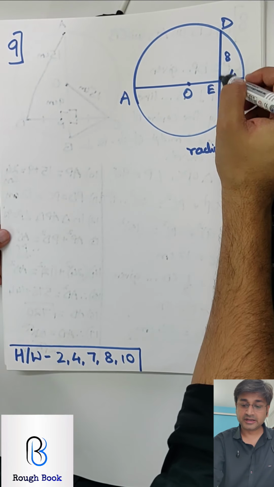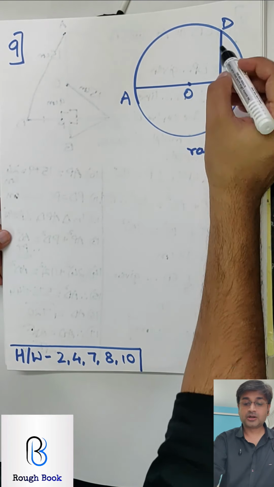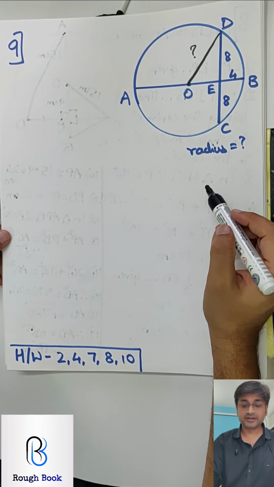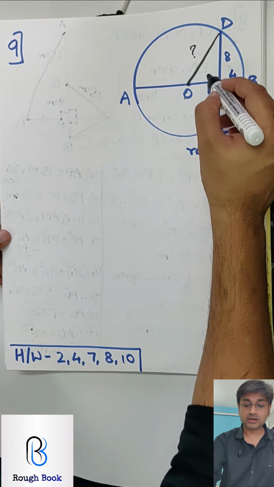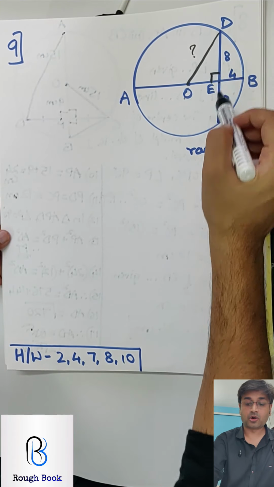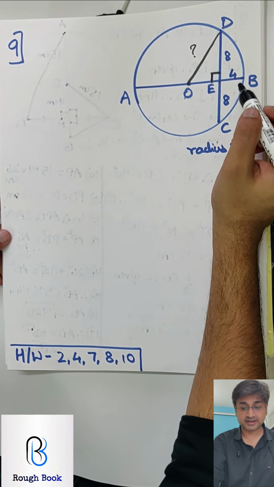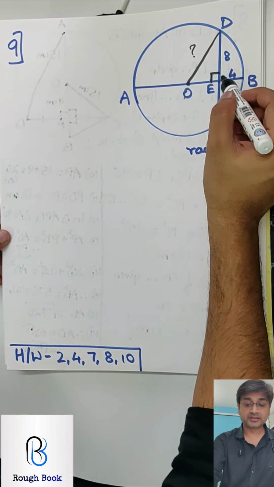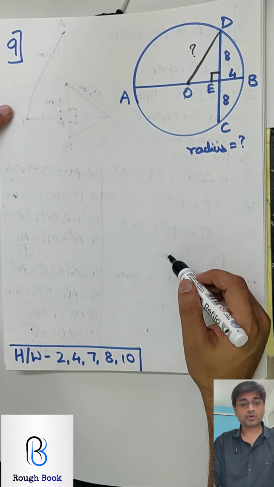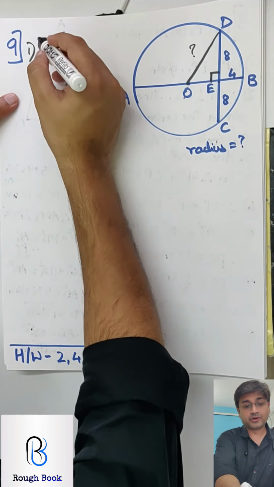You've been given ED and EC as 8 and EB as 4. Your target is to find the radius. So OD is your radius. Since both are equal, this will be 90. The line joining the center and midpoint of the chord is perpendicular. So you have to show that property and say that this is 90 and then apply Pythagoras in this. But for that you don't know OE yet. So how are you going to go about this? It's slightly different. Focus and I will make it simple for you, don't worry.